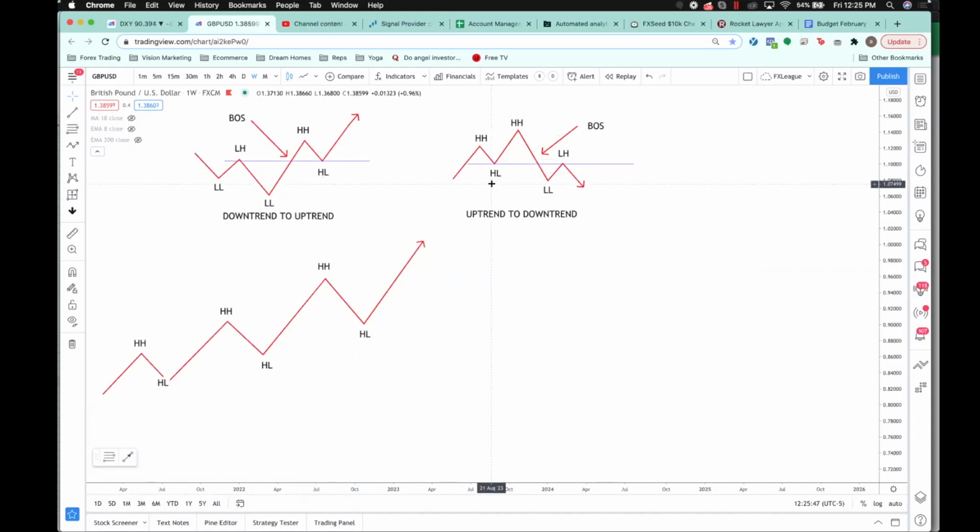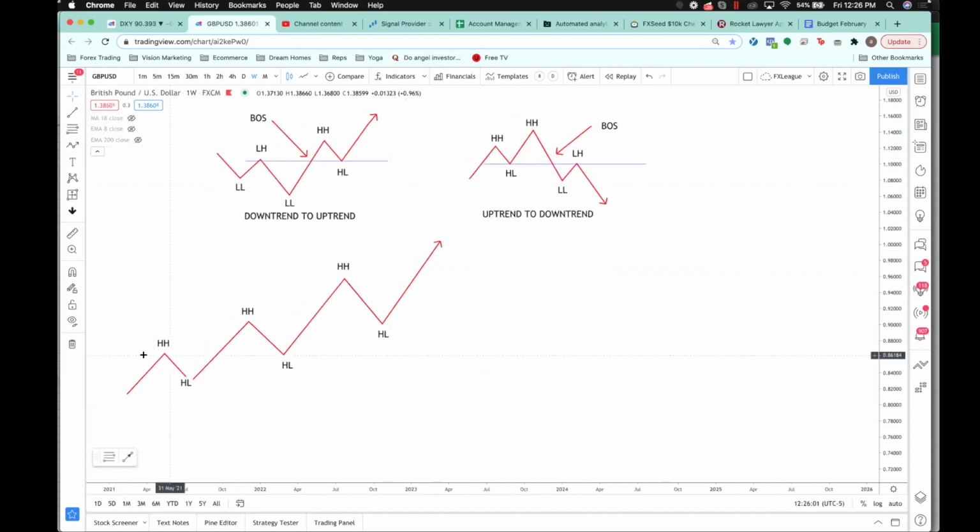And then an uptrend to a downtrend. So we're in an uptrend, we're forming higher highs, higher lows, higher high. When we break this higher low, we're looking for that first lower high in order to enter into a sell order. And this is again a break of structure. So let's look now back onto this chart down here.